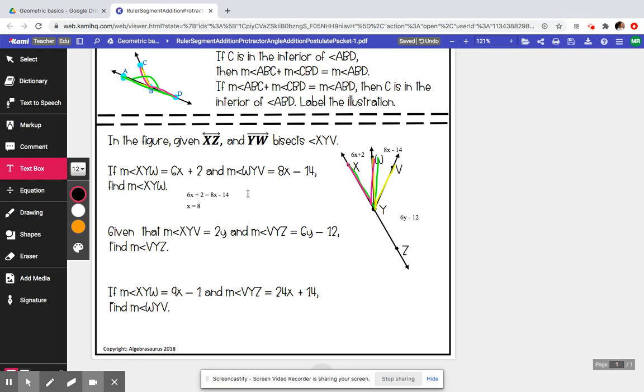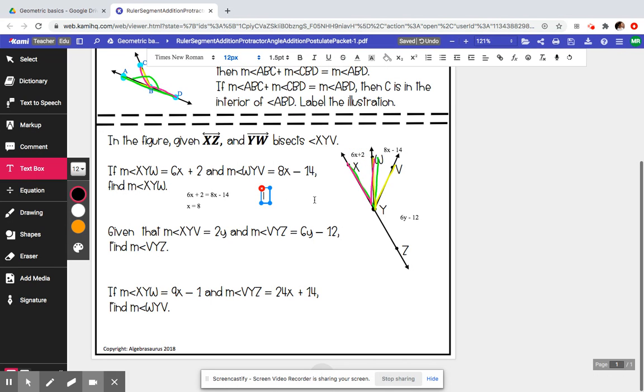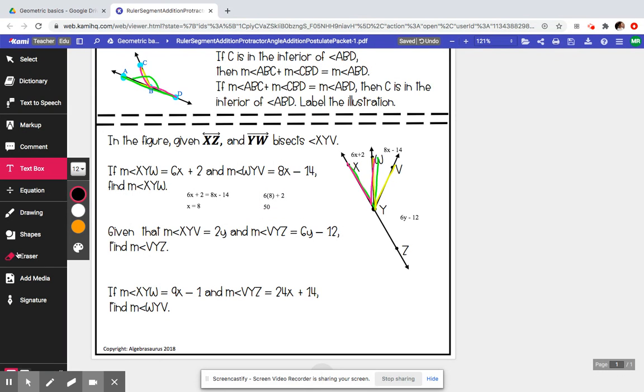And now that we know x equals 8, that's not exactly what we're looking for, right? We are looking for the measure of angle XYW. Well, we have an equation here, and now that we know x, we can replace x with 8 and solve. After we solve that, we are going to get our answer of 50. All right, and that's all you do there.